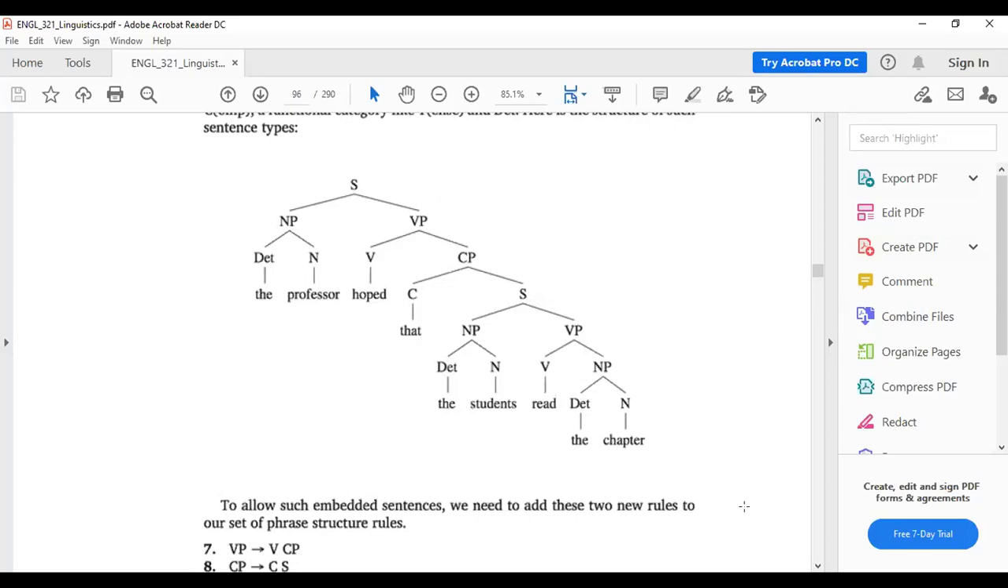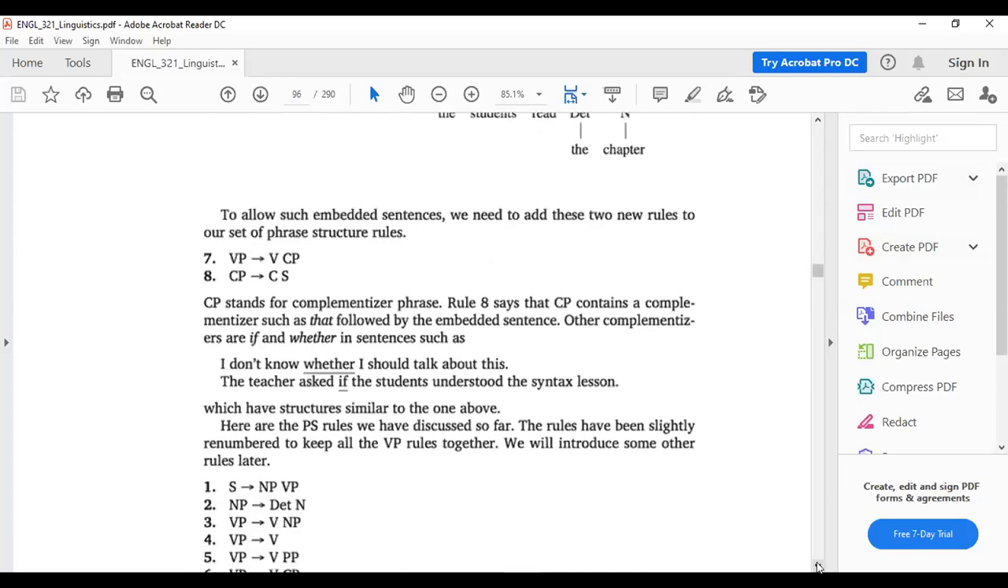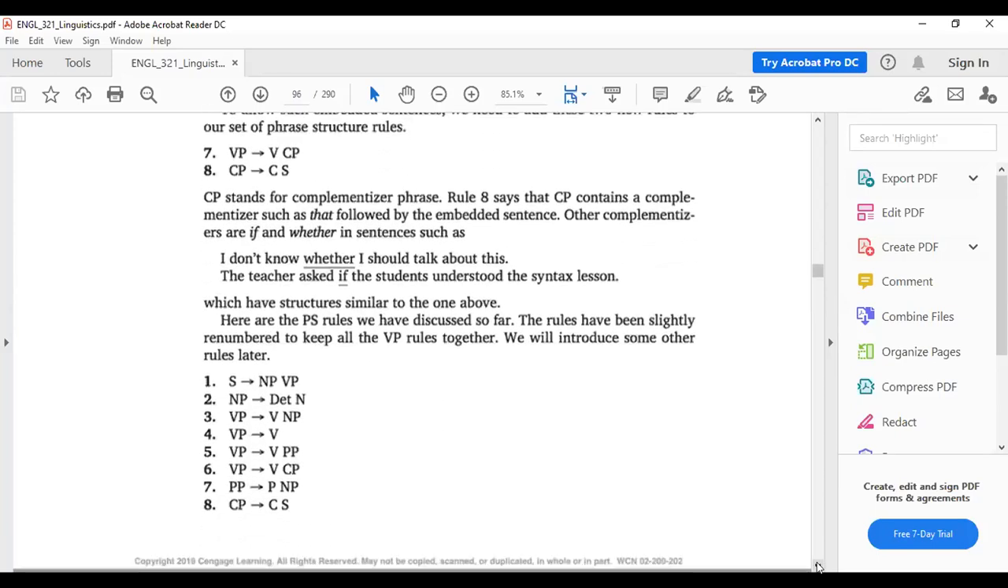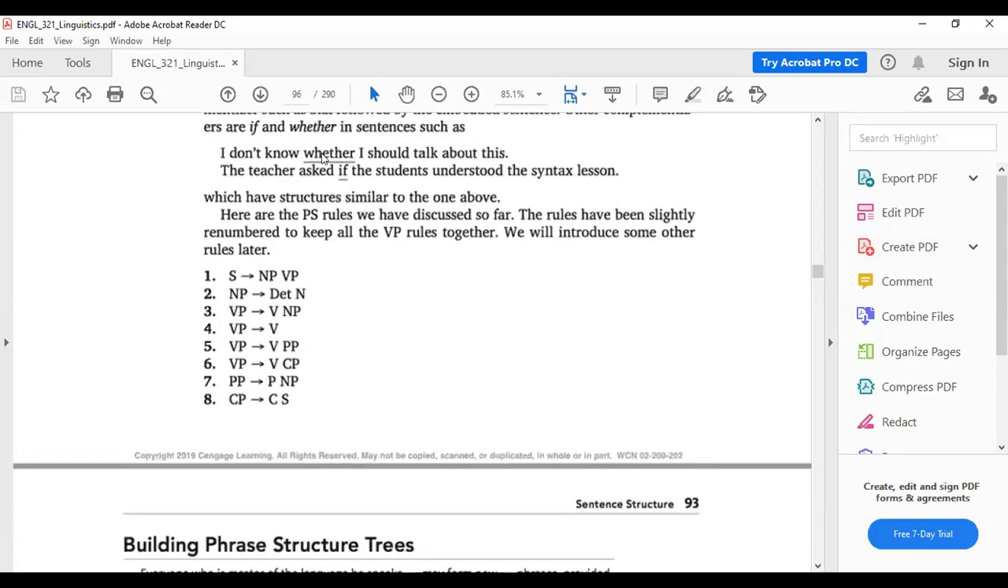These are the phrase structure rules. Whether and if are also complementizers in English. I don't know whether I should talk about this. The teacher asked if the students understood the syntax lesson. So whether and if are also complementizers in English. So here we have eight rules.